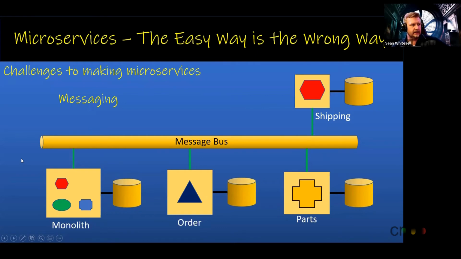So now an order comes in and maybe our monolith here, maybe that's an e-commerce front end, maybe a web or something like this.